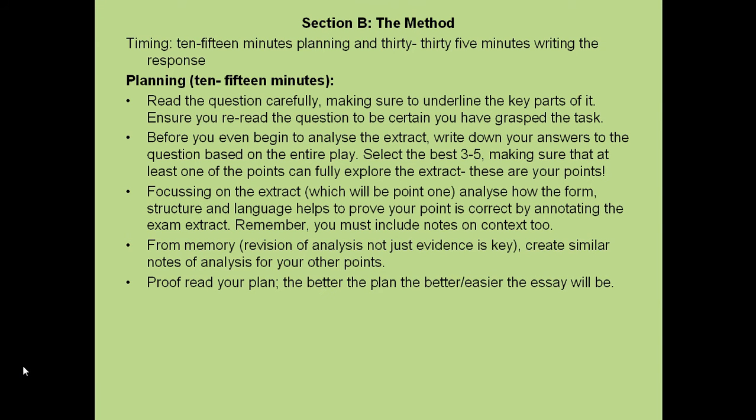Our method. Just like with Shakespeare, it's 10 to 15 minutes to plan and then 35-40 minutes to write. Read the question once and twice, and underline the key parts of it so you know what you need to do. Then before you even start to analyse an extract, write down your 3, 5, 6, however many answers you think there are to the question, and then select your best 3 to 5. I say 3 to 5, it depends how many points you can write in the time.